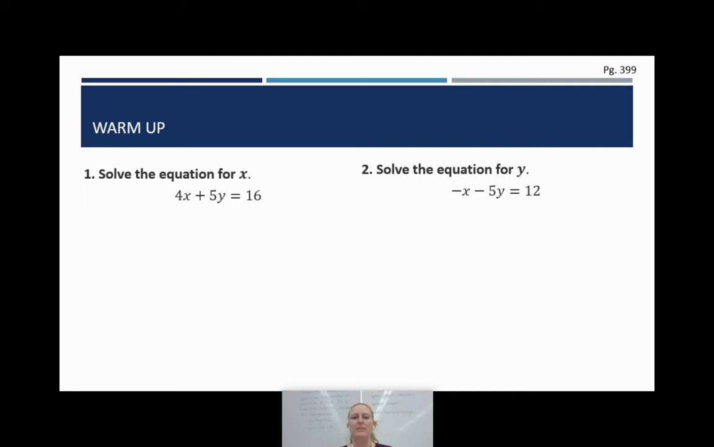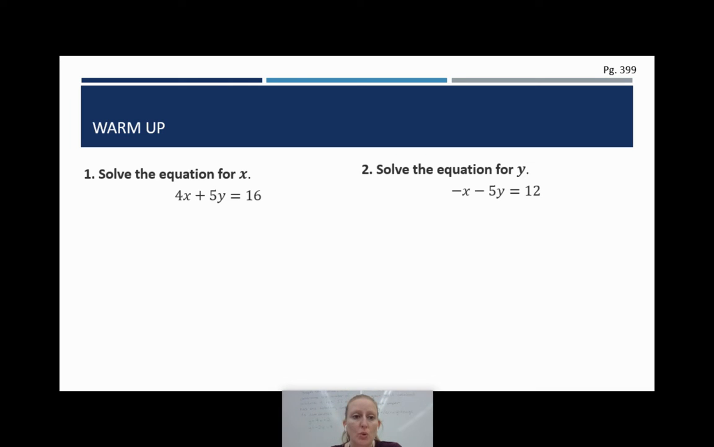Hello, Integrated Math 1. Welcome to lesson R.7-2. We're going to be talking about substitution today. We're still dealing with systems of equations, but we have a new method for solving them. So before we get into that, let's just do a little warm-up.